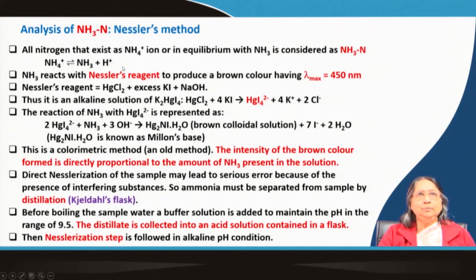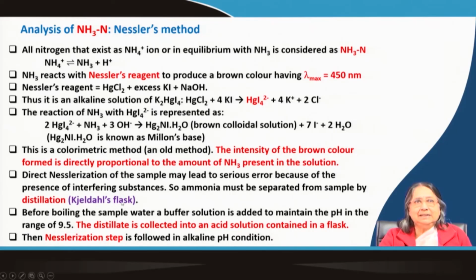Why? Because if you want to distill out this ammonia as a gas, then you have to make the solution alkaline. If it is ammonium ion, it will be solubilized in water, but you have to convert it to ammonia. How can you convert? You have to shift the equilibrium completely towards the right side, then you have to remove this. How can you remove it? Just by making it alkaline. You have to make it sufficiently alkaline and then you have to use the Kjeldahl flask.